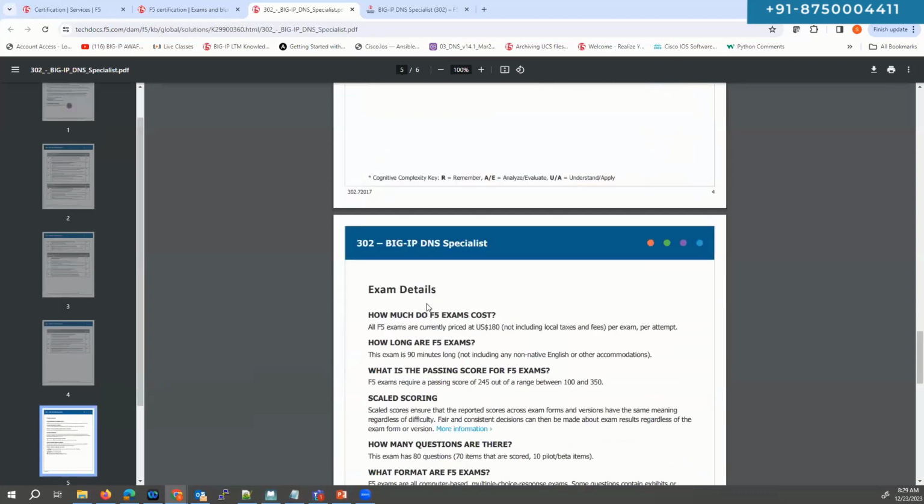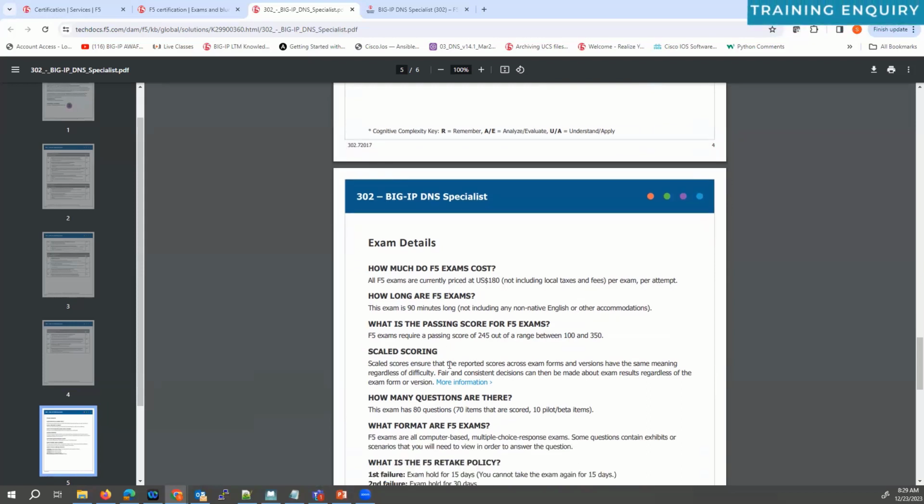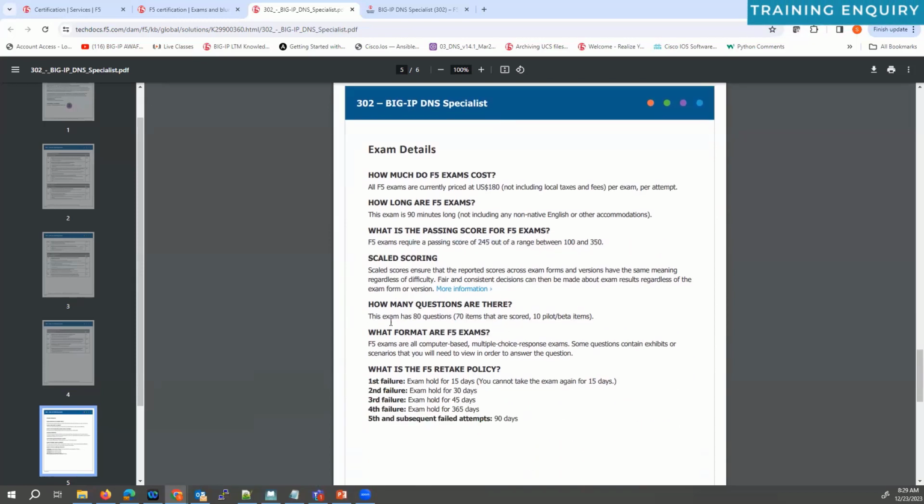during this training, right? So the exam cost is $180 plus 28% GST, and the duration of this exam would be 90 minutes, and the passing score would be 245 out of 350. That's the maximum score that you can get. So the minimum score would be 245, right? And then you're going to get 80 questions which you have to solve in 90 minutes.